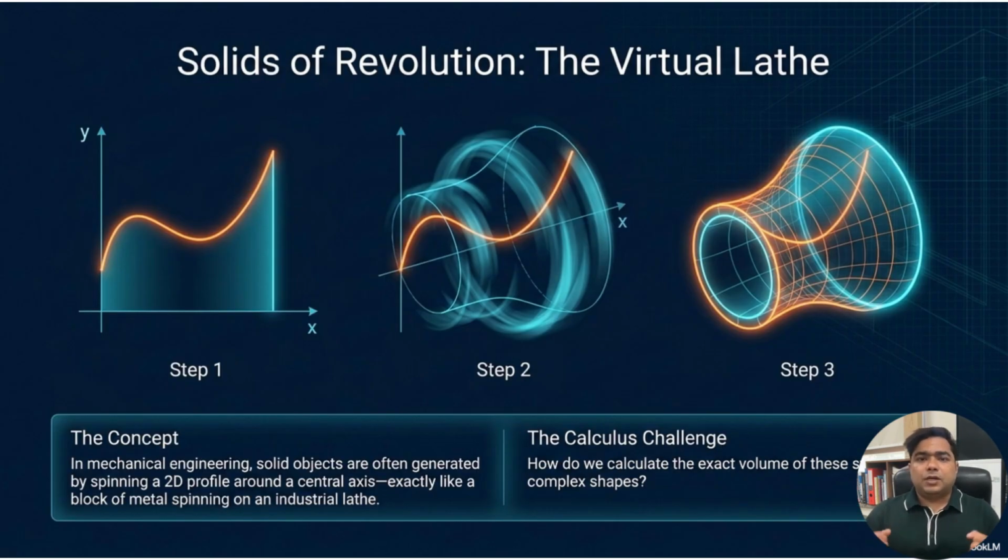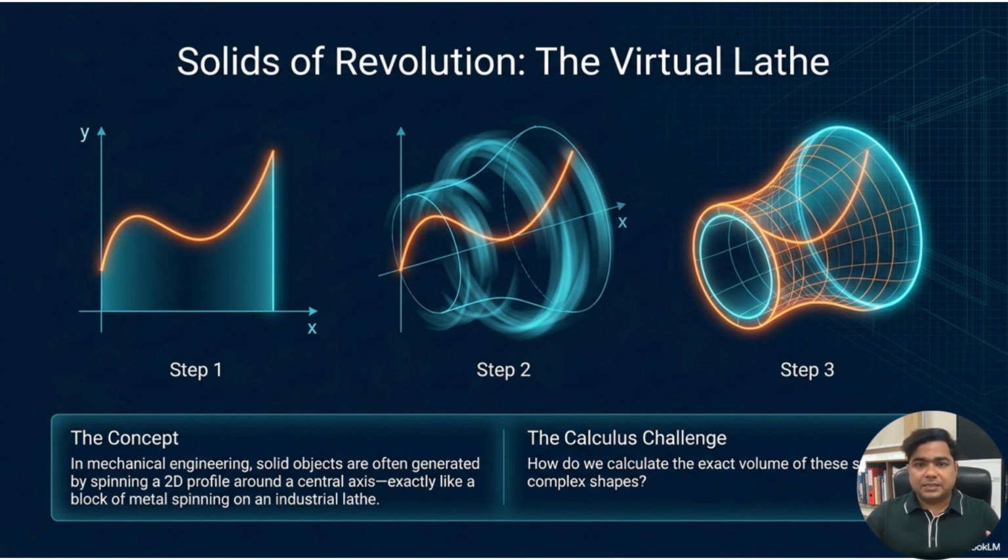Now we move to solids of revolution. A solid of revolution is created when a two-dimensional region is rotated around an axis. For example, if we rotate a curve around the x-axis, it sweeps out a three-dimensional solid. This idea is similar to a lathe machine in mechanical engineering. A lathe spins a material around an axis and cuts it into a smooth object. In calculus, we do something similar mathematically. We rotate a curve or region around an axis and calculate the volume of the resulting solid.